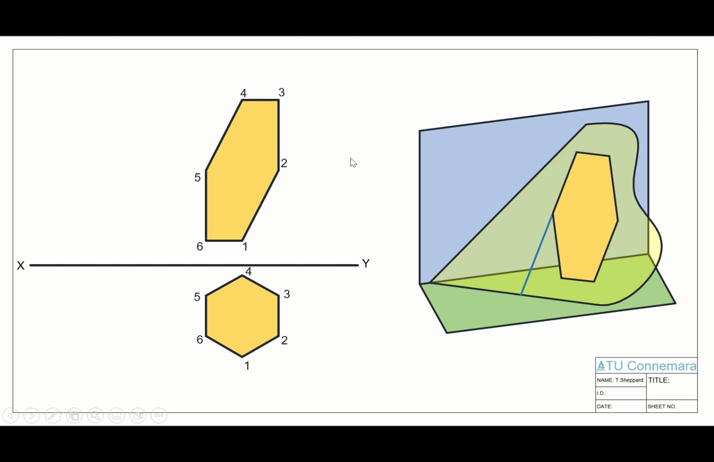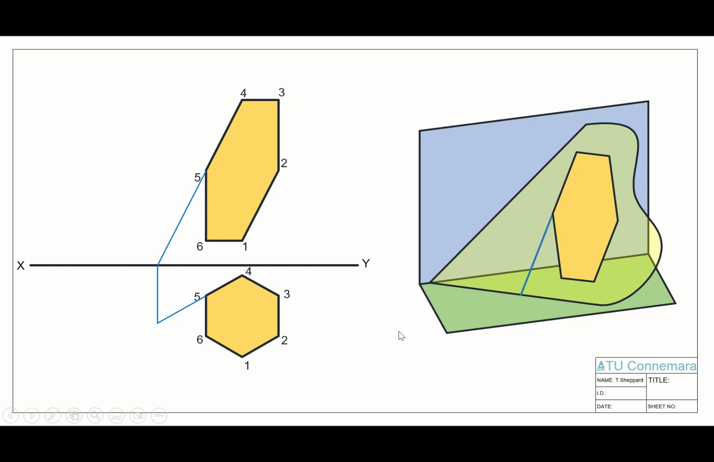So in this case I've labeled up my points 1, 2, 3, 4, 5, 6, in plan and elevation, which helps keep track of our points. So I'm going to extend 4 and 5 onto the ground, so there's where we see it on our XY line in our elevation, project it down to our plan, and we extend 4 and 5 in our plan view to give us our point on our horizontal trace.